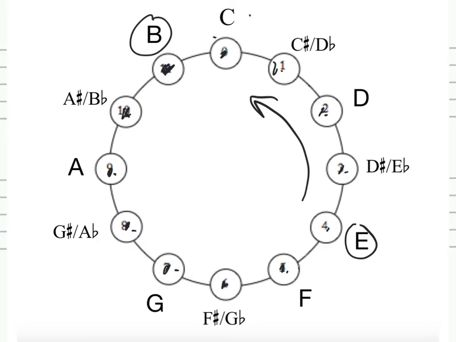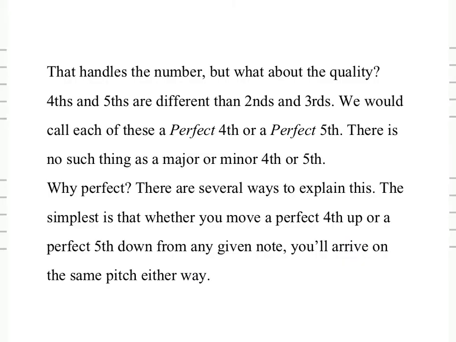So I just showed you that with any fourth or fifth, you move 5 half steps in one direction or 7 half steps in the other direction, and you get to the same place. That makes sense because 5 plus 7 is 12, and we have 12 spots around the clock, or 12 half steps in an octave musically.